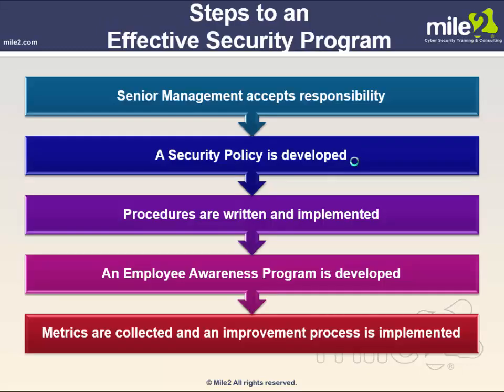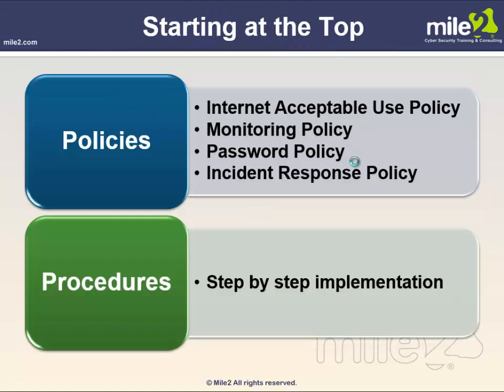Now, when it comes down to the steps to have an effective security program, we basically get into senior management, which generally will go in and accept responsibility. We have a security policy, which is developed. We have procedures, which are written and implemented. And an employee awareness program is developed. We also then have metrics, which are collected, and an improvement process is then implemented. So let's take a look at some of that in greater detail.